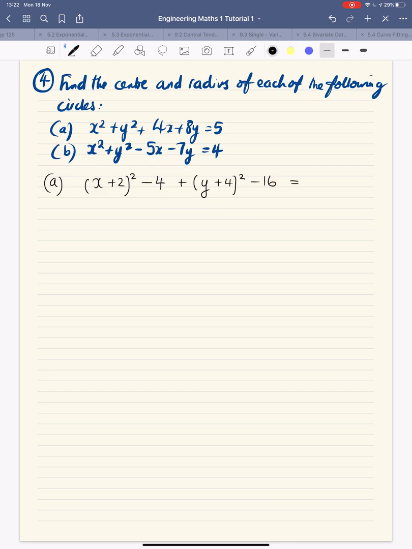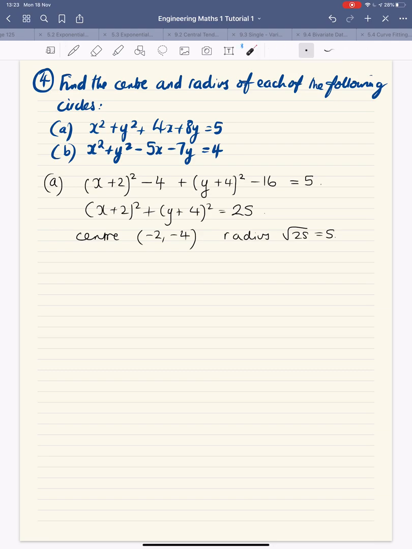And this has to equal 5. So x plus 2 squared plus y plus 4 squared, add 20 to each side, which is 25. So then we've got a centre of minus 2, minus 4, and a radius, square root of 25, which is 5. The centre is these numbers with a change of sign, and the radius is the square root of that side there.